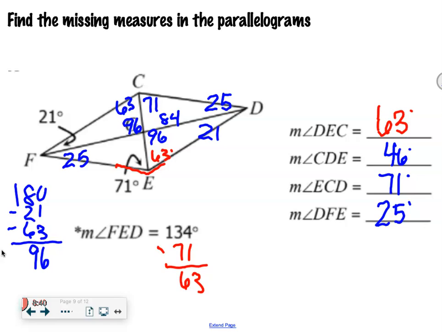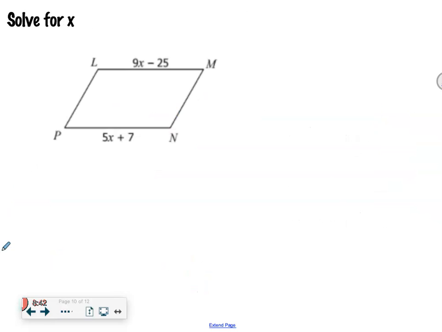Are we ready for the next one? Solve for X. What do you guys know about opposite sides? Equal. Equals each other. They do.